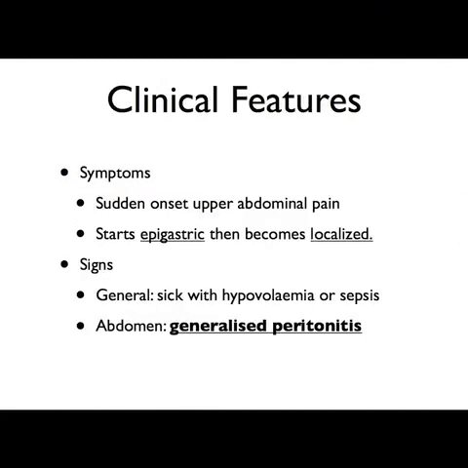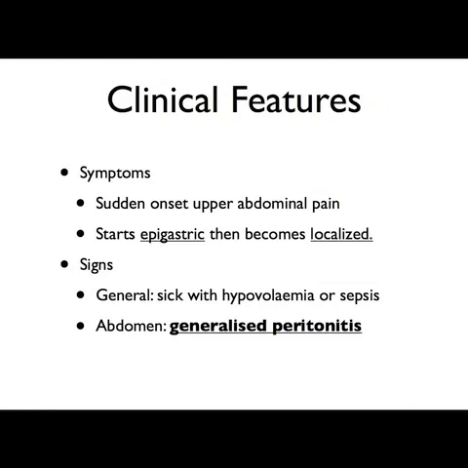So, clinical features. So on the history, they might describe sudden onset of upper abdominal pain, which is localized to the epigastric region, and then becomes generalized. And then they may have signs such as, well, obviously they'll be sick, possibly with hypovolemia due to blood loss or sepsis due to infection in the abdomen. And then they'd have generalized peritonitis.